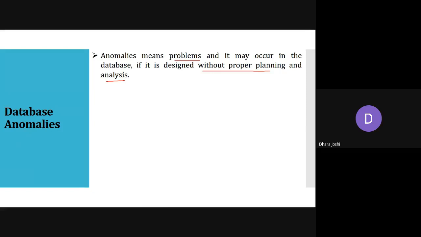occurring in the database because we did not plan it properly: how to create a table, how many columns we can put in one table. If we are going to decompose the table, then what attributes can we take here, as we have seen previously in lossy and lossless decomposition. If you decompose any table in the wrong way, then you get the lossy decomposition. That means you can lose your correct data. So in database anomalies, there are mainly three types of anomalies.